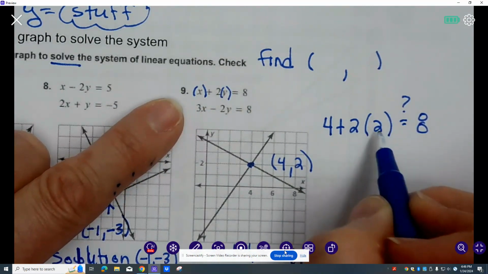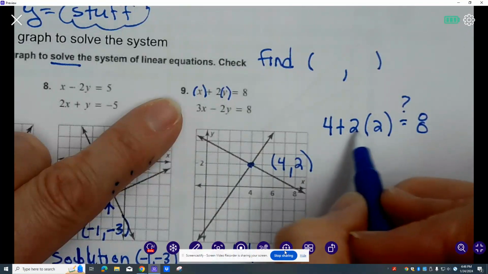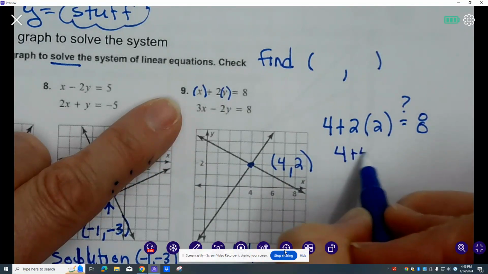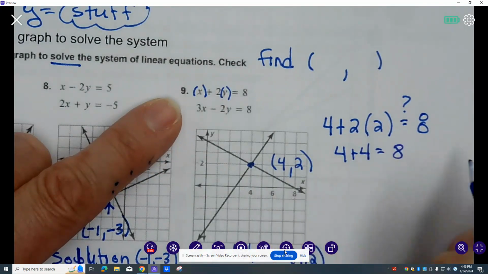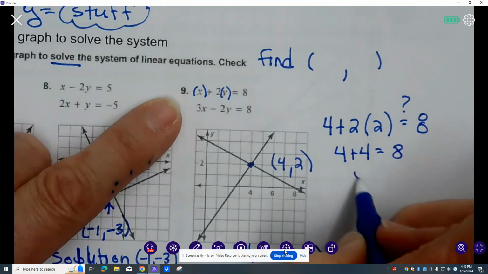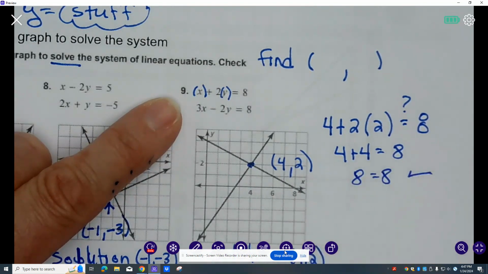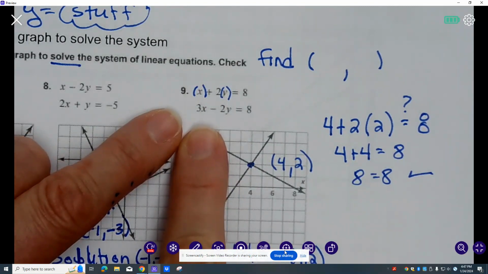Order of operations says multiply first, so do this multiplication. 2 times 2 is 4. So I have 4 plus 4. Does that equal 8? Yes, 8 equals 8. So that is a solution. You have to check it on both equations.